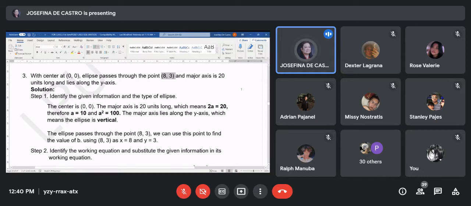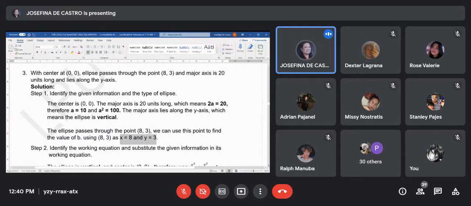Sa set of all points. And which also means na the point with coordinates (8, 3) is a solution of the equation. Solution siya kasi point on the ellipse siya. Solution of the equation siya. Therefore, if that is a solution of the equation, you can substitute that for the value of x and y. X is equal to 8 and y is equal to 3.